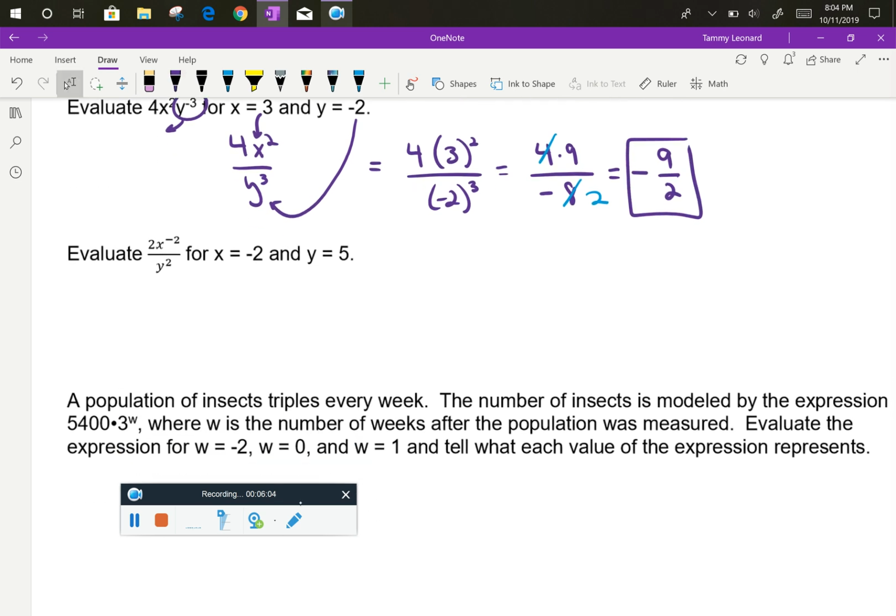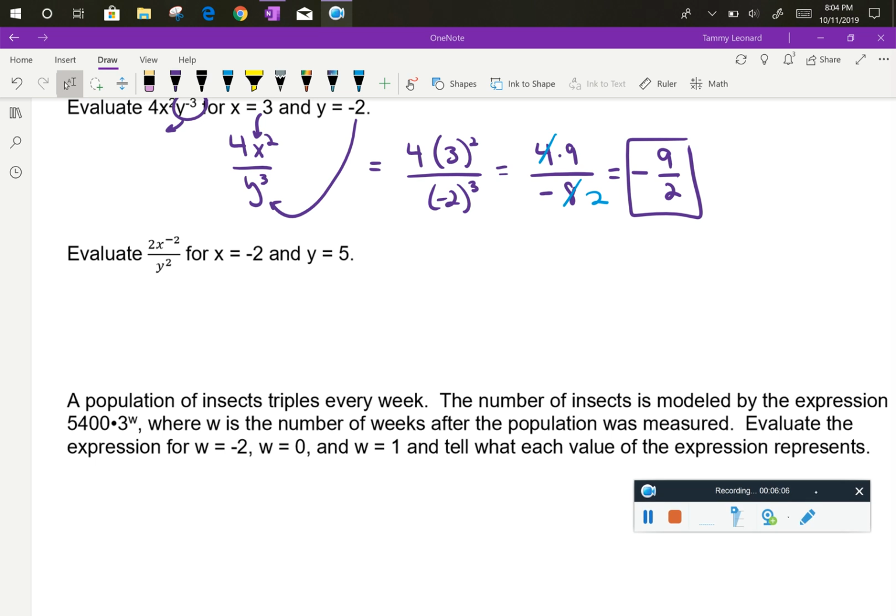In the next problem, again, it helps to simplify a little bit. This x to the -2 belongs in the denominator. So we're going to have 2 over x squared y squared as the simplified version of that algebraic expression. Then we're going to substitute in a -2 for x, and a +5 for y. And this becomes an arithmetic problem.